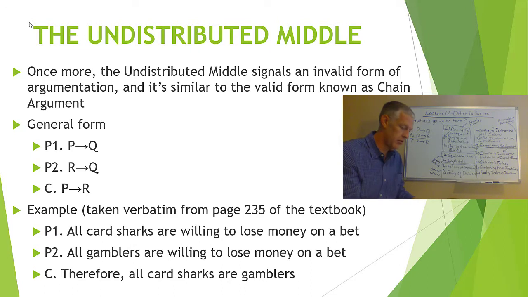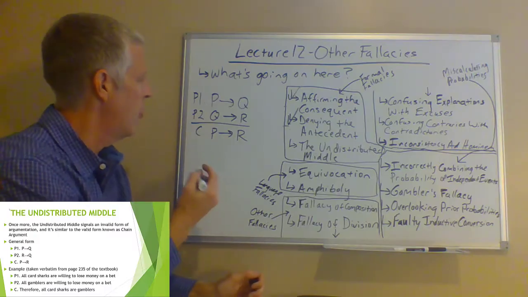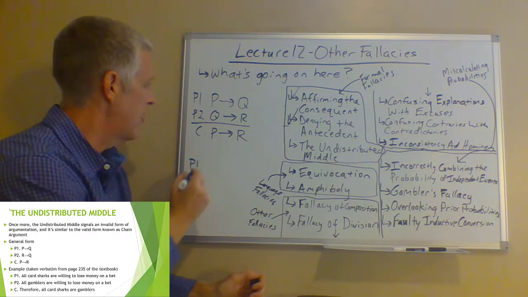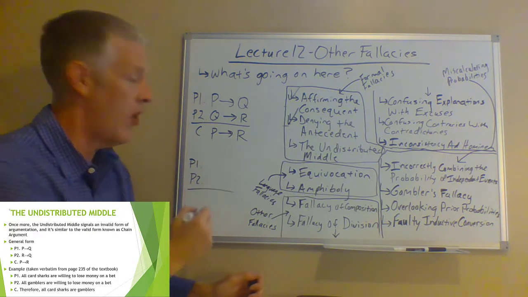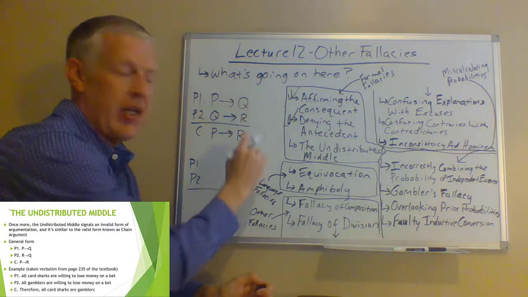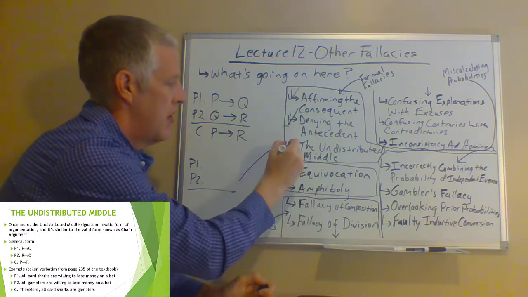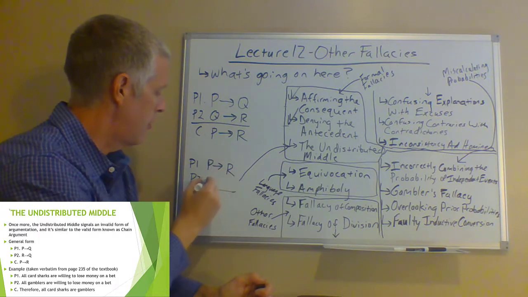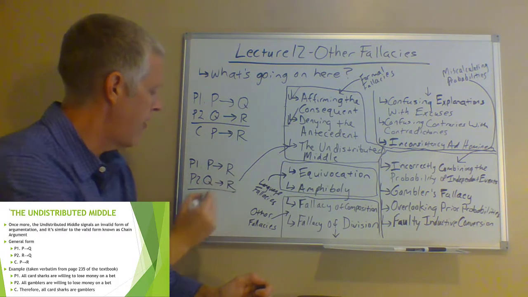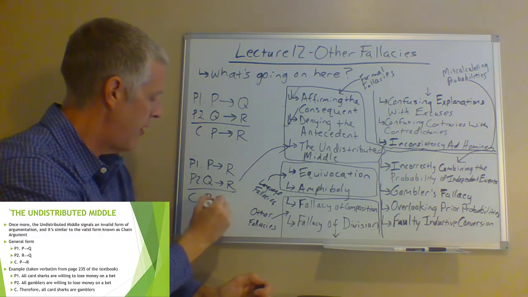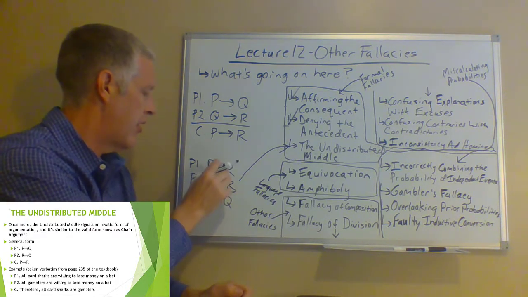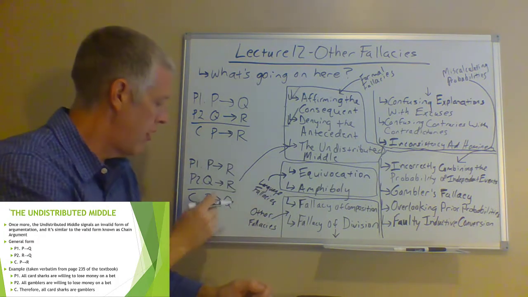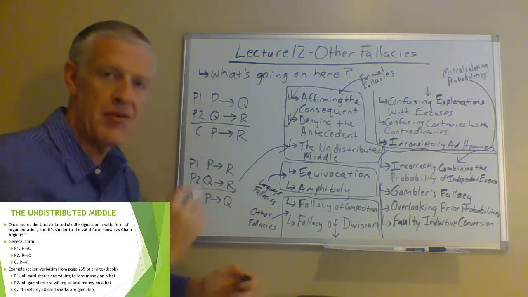Now, the undistributed middle, as mentioned again on slide 5 here, the general form is listed there in the middle. And it's got a somewhat similar look in terms of its structure, but it's certainly different, and that's why it's a mistake rather than being valid like the chain argument is. So again, this is the undistributed middle. Okay. We're told if P then, let's say R, and then we're told if Q then R, and then they want us to conclude if P then Q. Okay. So because both of these things are related to R in some way, they want us to sort of identify these two then. Well, that's a mistake.